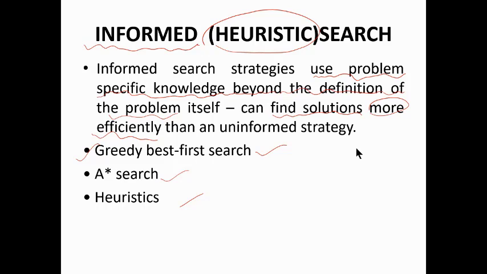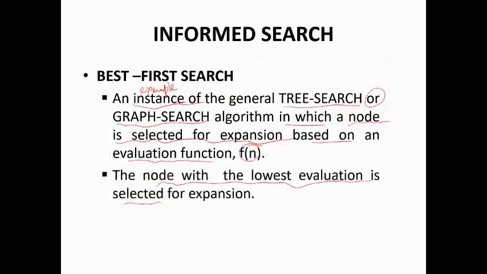So the informed, or heuristic, searches use problem-specific knowledge. And we do have the definition of the problem inside. But in addition to that, we will use information that is available beforehand, problem-specific knowledge. That's why it is called informed. And it will find solutions more efficiently in comparison to the uninformed one. So these are examples, one by one.